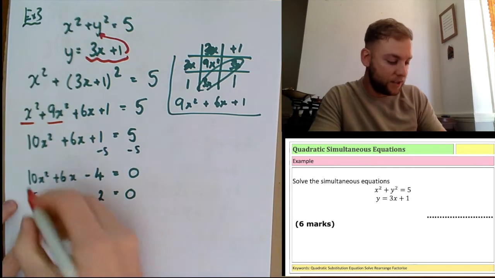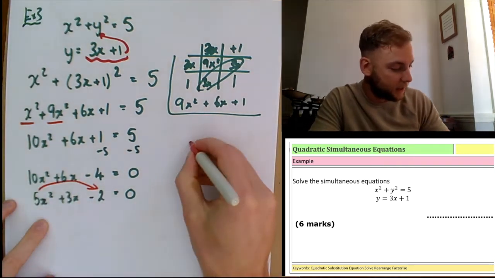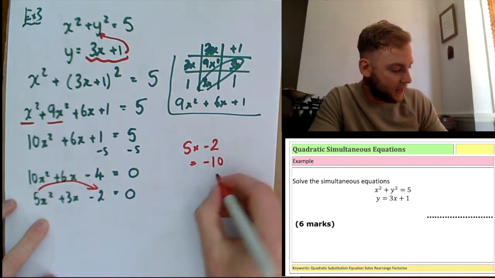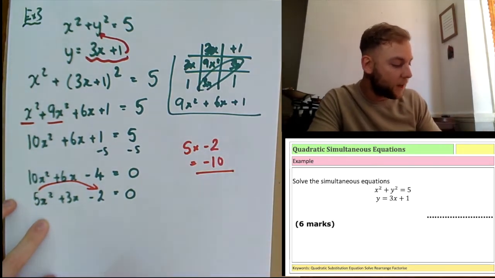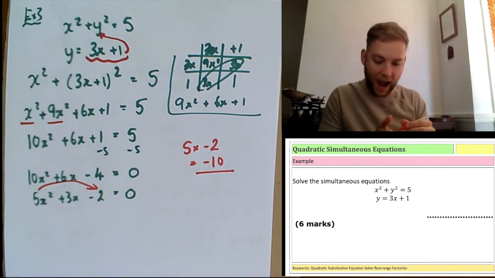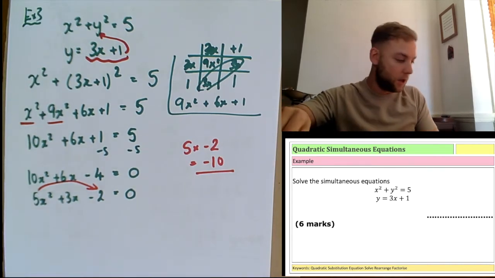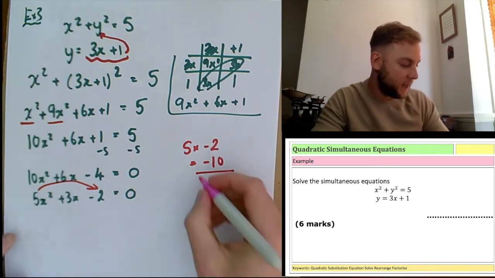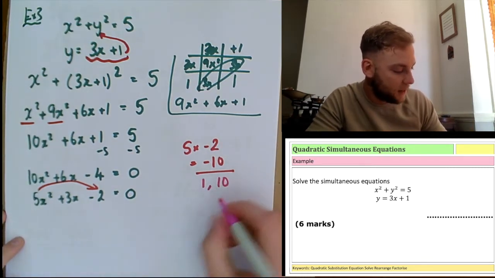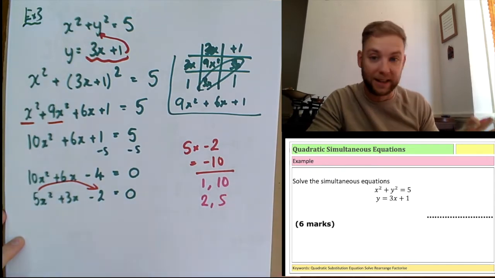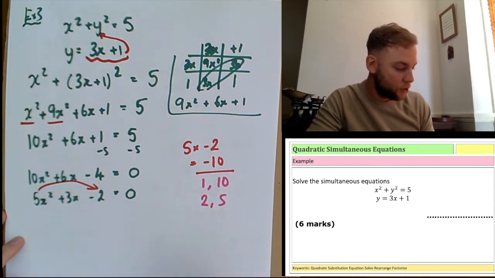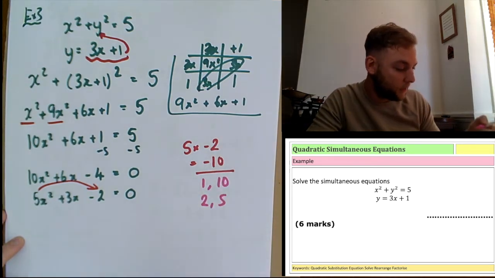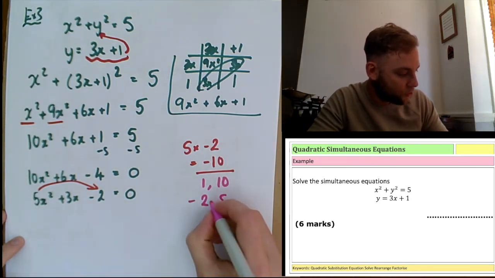Okay. So the first thing I need to do is 5 times negative 2, which is equal to minus 10. And you need 2 numbers that multiply together to make minus 10 and add together to make the centre number, which is plus 3. So let's do the factors of minus 10. That's going to be 1 and 10, 2 and 5. That's all I really need. So which ones make 3? Because it's minus 10 and it's going to be 3, it's going to be minus 2 plus 5.